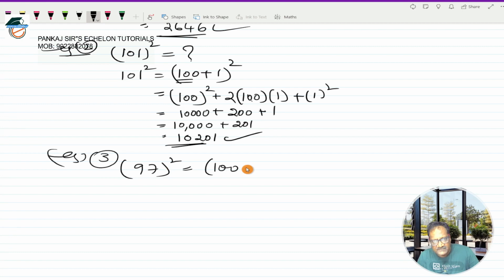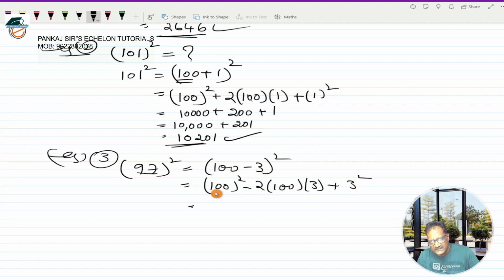This happens to be a minus b the whole square, so this will be a square minus 2ab plus b square. This works out to 100 square, which is 4 zeros, minus 200 into 3. So first we multiply 2 and 3, so it will be 6, and then put 2 zeros, so minus 600, plus 9. This will be 10,000 minus 600 plus 9.